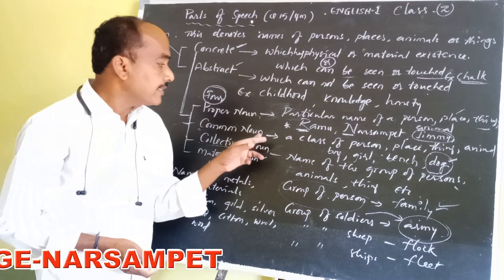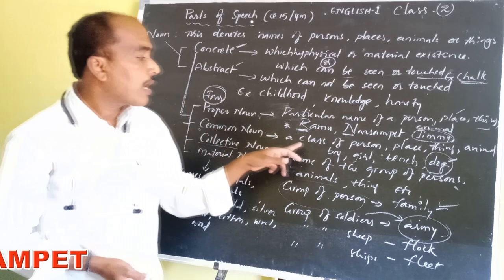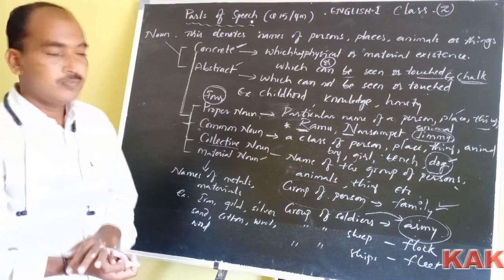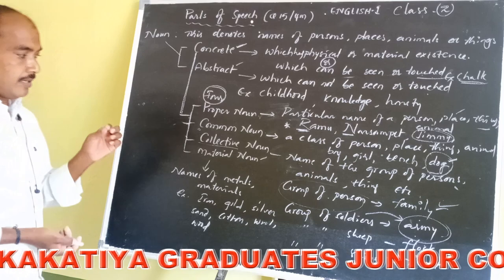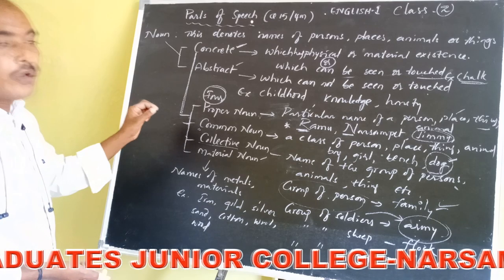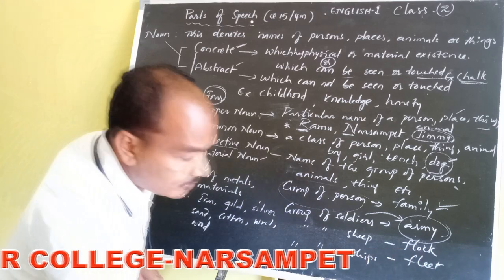But one thing we have to discuss about the common noun. I discussed here, what is a common noun? A common noun is just a class of person, place, thing, animal. Now we are going to discuss the common noun in great depth.